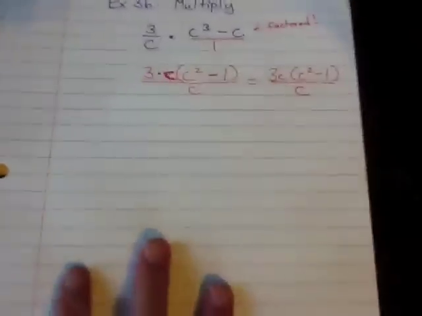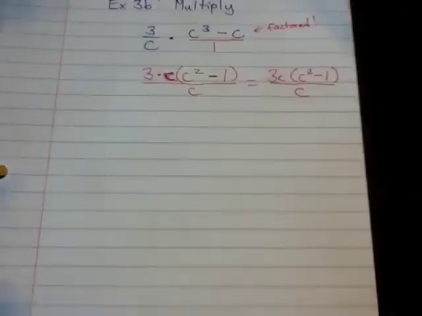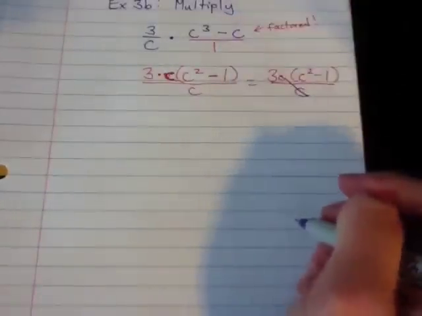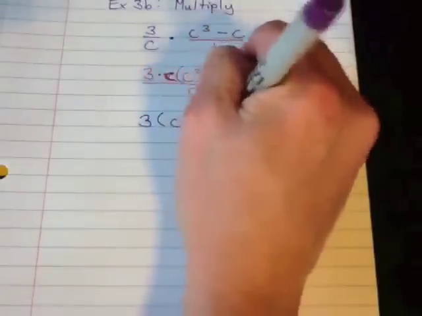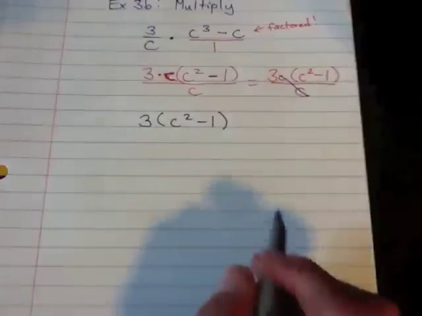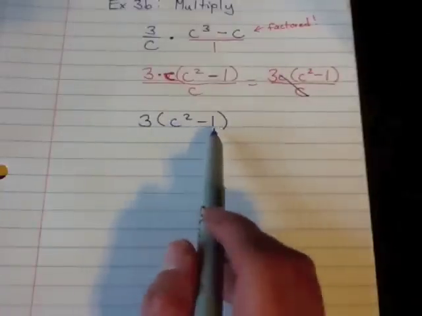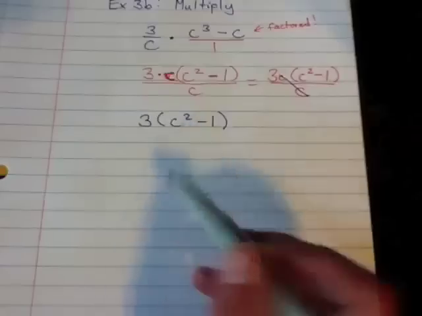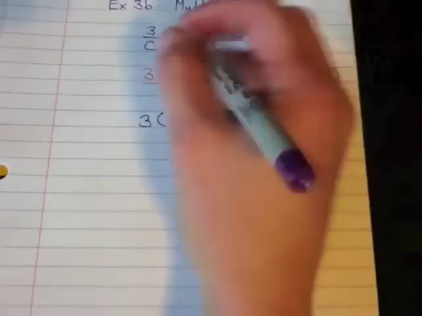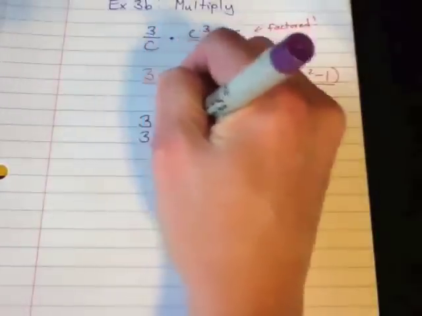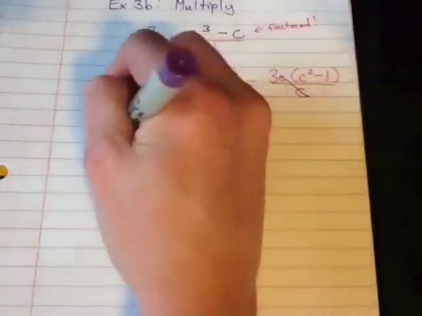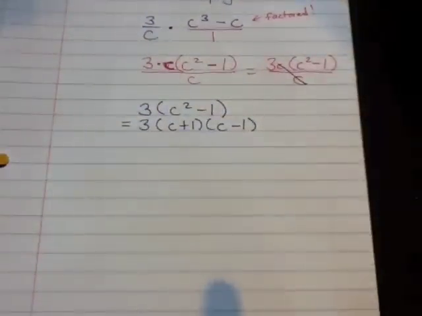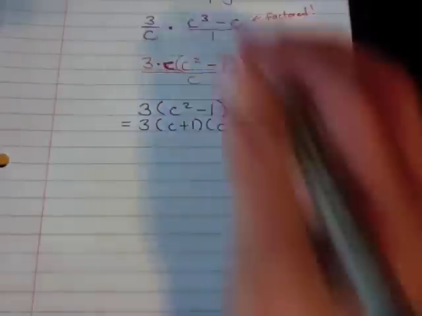Now you're looking for monomial factors that will simplify. This c and c will simplify. So we end up with 3 times c squared subtracting 1. Some of you might notice that's a difference of squares. So there's a chance, if you were taking a multiple choice test, that this could be written as 3 times c plus 1, c minus 1. This is probably the answer in the book.